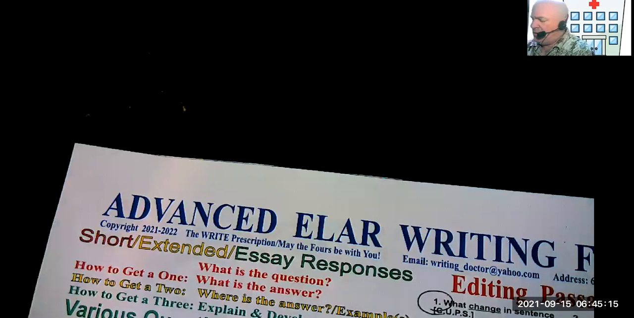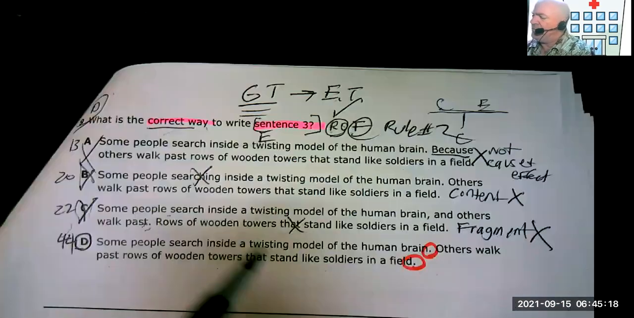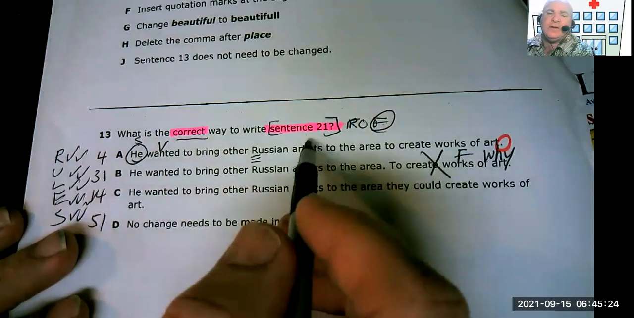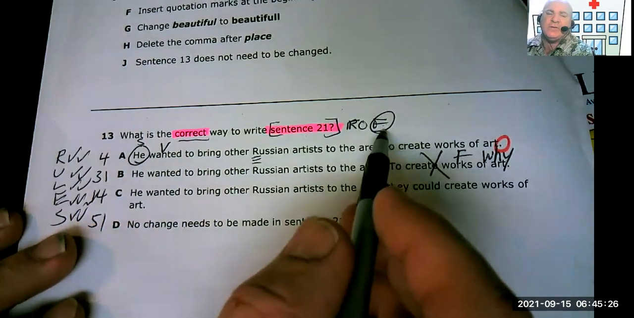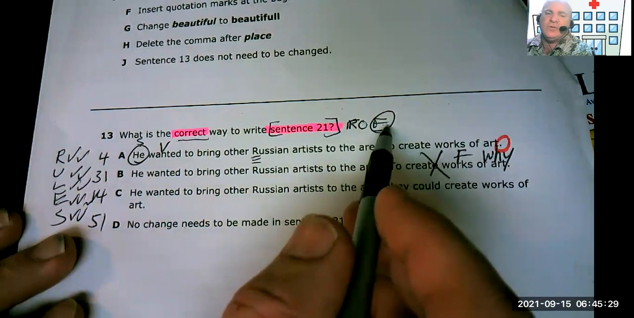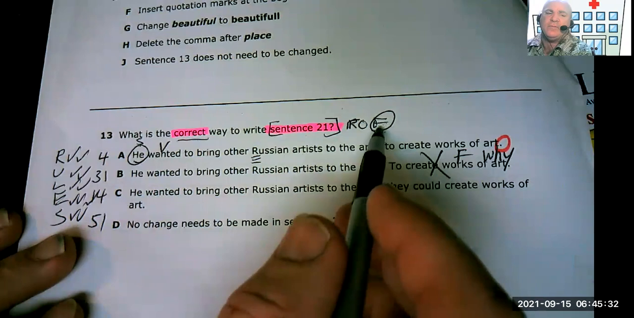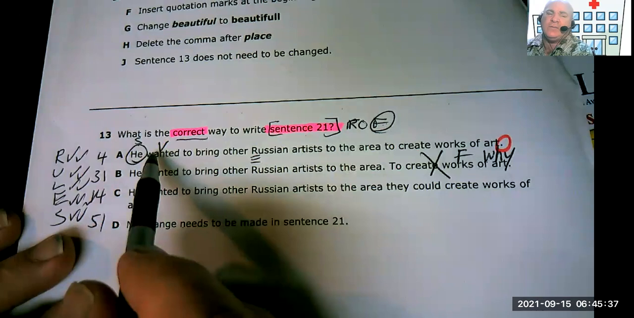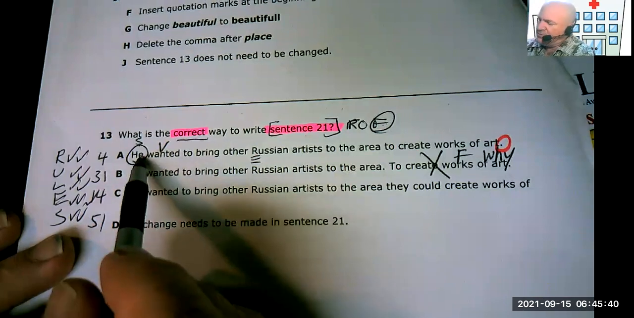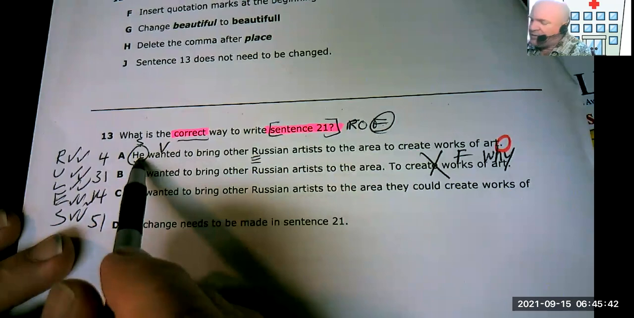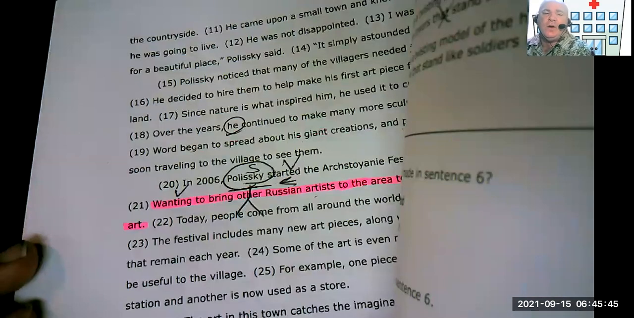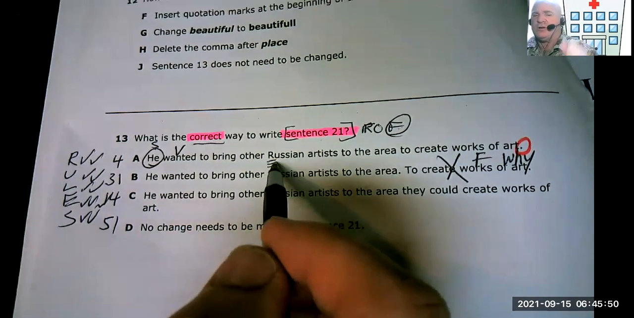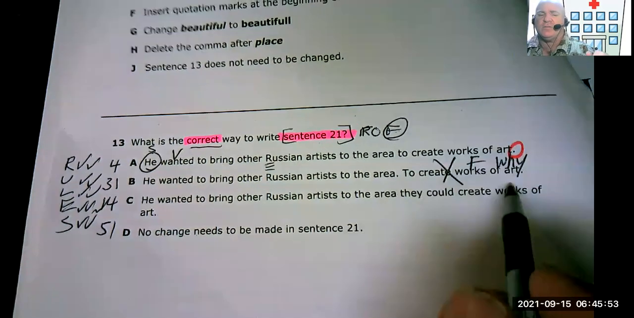He. Sorry, number 21. All right. So we found out that it's a fragment because it was telling us something that somebody was doing, but didn't tell us who they were. A says, capital He, the Poliski dude, wanted, verb, past tense, to bring other Russian artists to the area to create works of art, period.